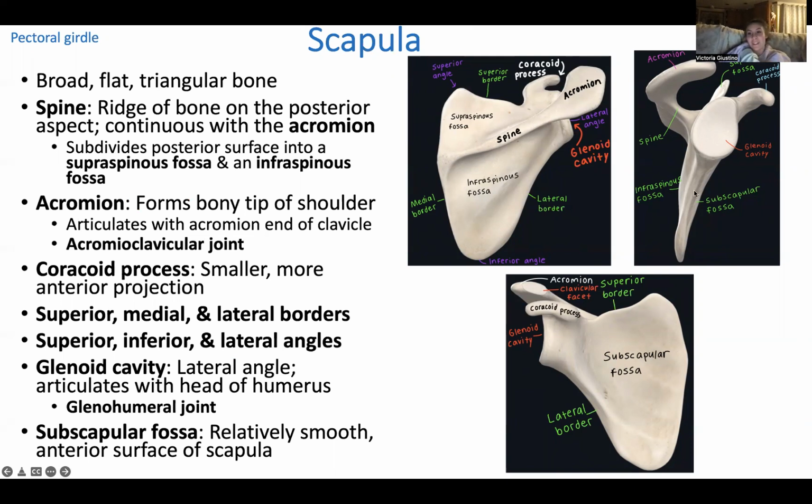What is important is from this lateral view of the scapula, you can see this glenoid cavity here. That's where the head of the humerus articulates with the scapula, and that's a ball and socket joint. So you can do a wide range of movements there.